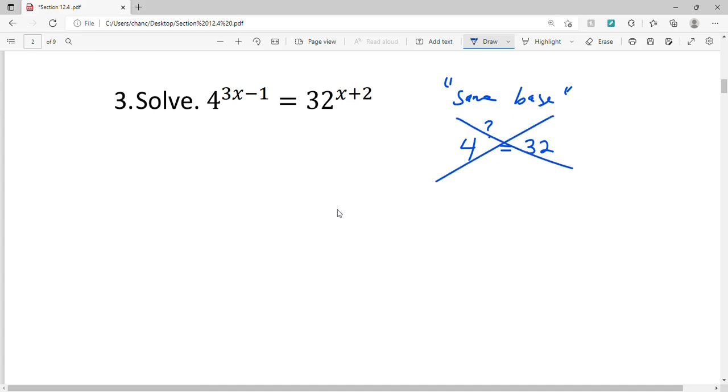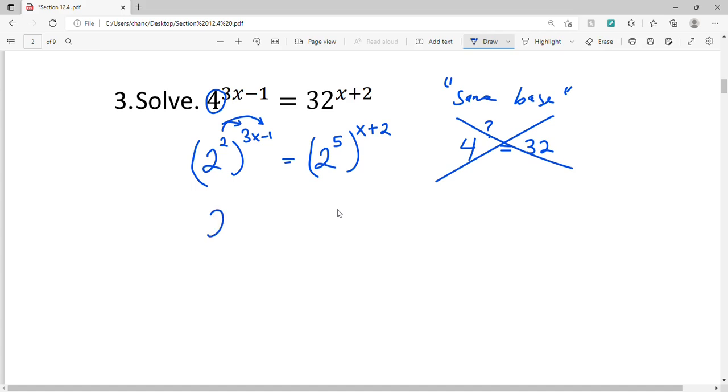Let's pick another target base. I'm going to guess 2. And that actually works. So we'll say 4 can be rewritten as 2 squared raised to the 3x minus 1. On the right side, we can do 2 to the 5th power will give me 32. And that's raised to the x plus 2. Let's distribute the 2 now. This is 2 raised to the 6x minus 2 is equal to 2 raised to the 5x. Distributing again, 5 times x is 5x. 5 times 2 gives us 10.